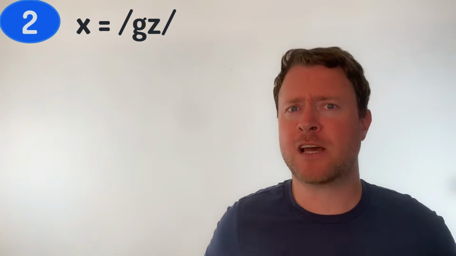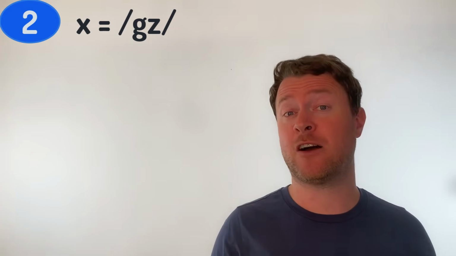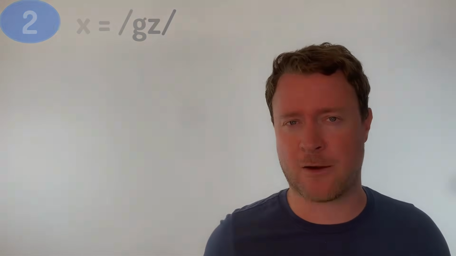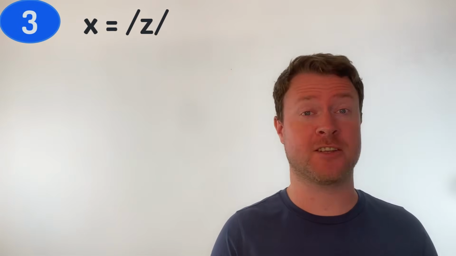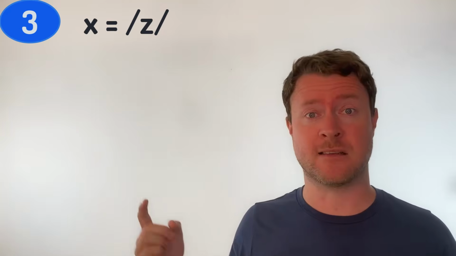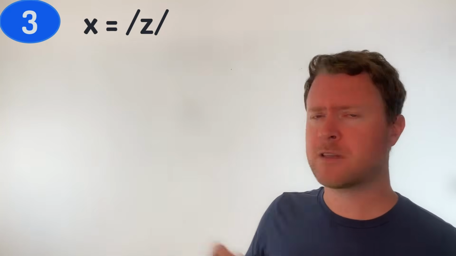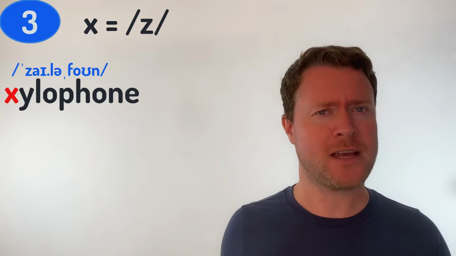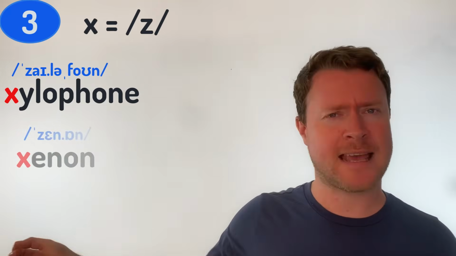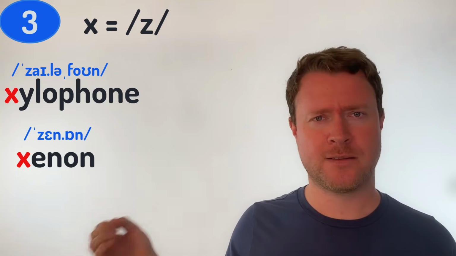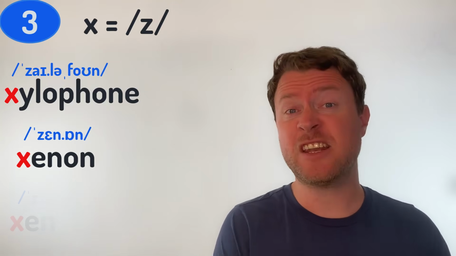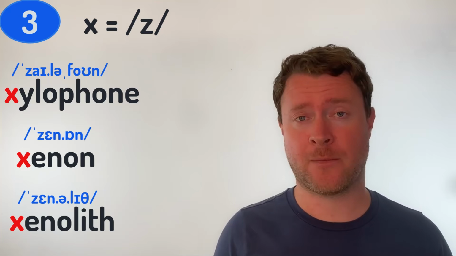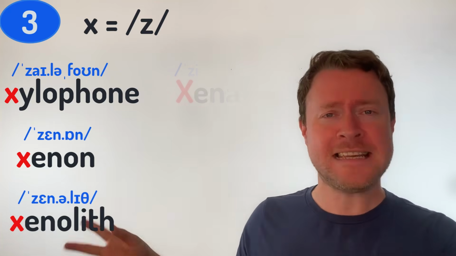Oh, that was quite a tough one. Again, though, it will really help you to practice that gz sound. Now, the third way that we can pronounce the letter X in English is actually just as a z sound. Z. Look at words like xylophone, xenon, xenolith, or even the name Xena.